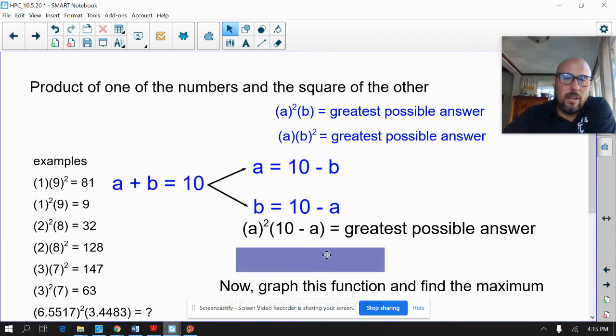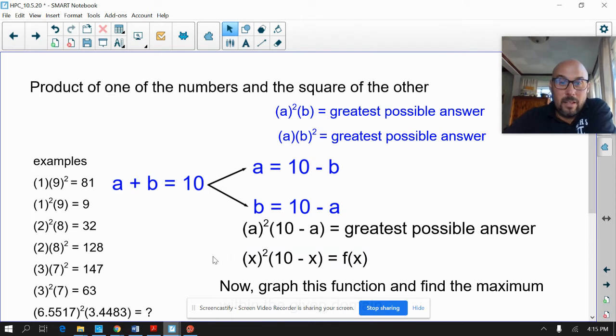And that's really a key part of this, is when you fuse together or converge two expressions to get one. And now you have something that you can actually graph. So instead of a, I'll just replace that with x. And instead of the greatest possible answer, I'll replace that with f of x or y. So I'm going to graph this. This is the hard part. If you can get here, you're doing great. The rest of the technology will take care of.